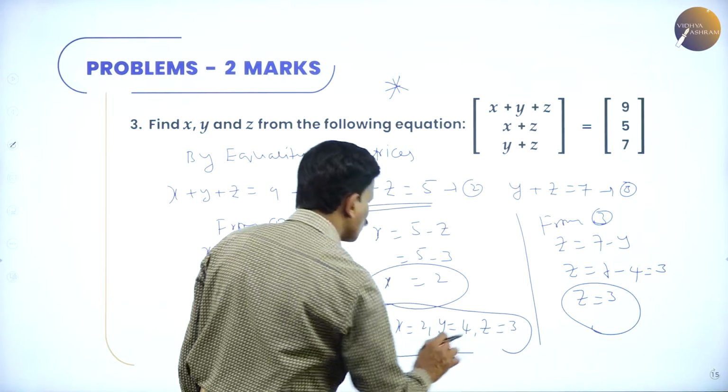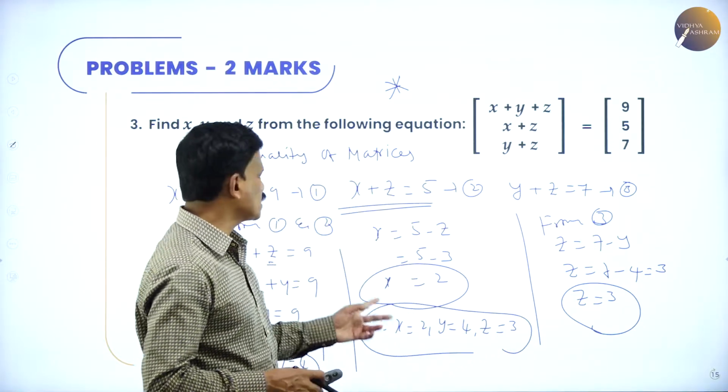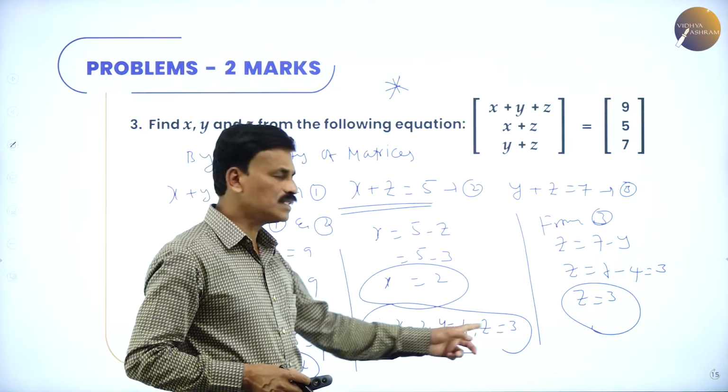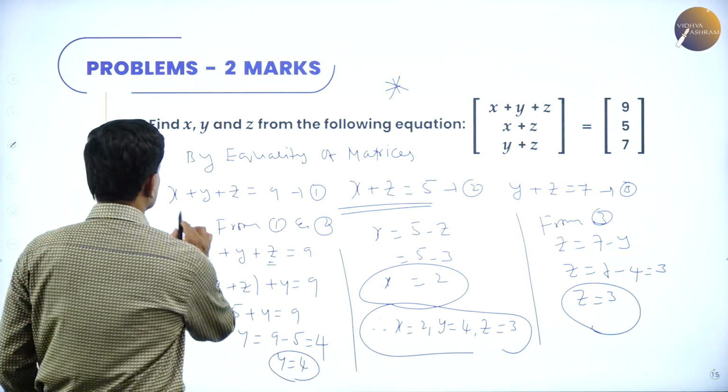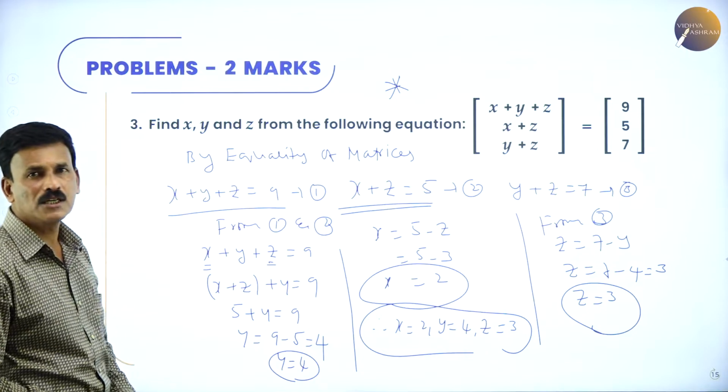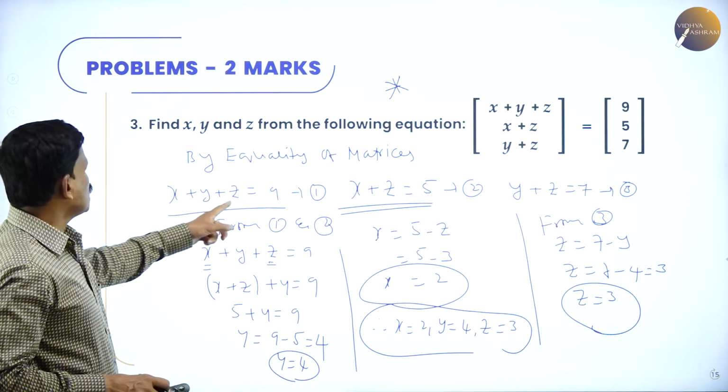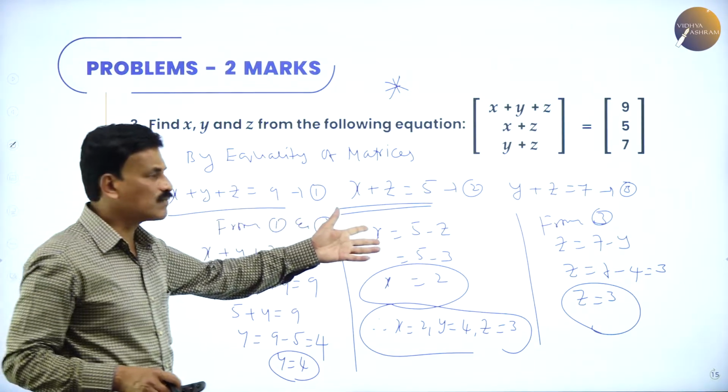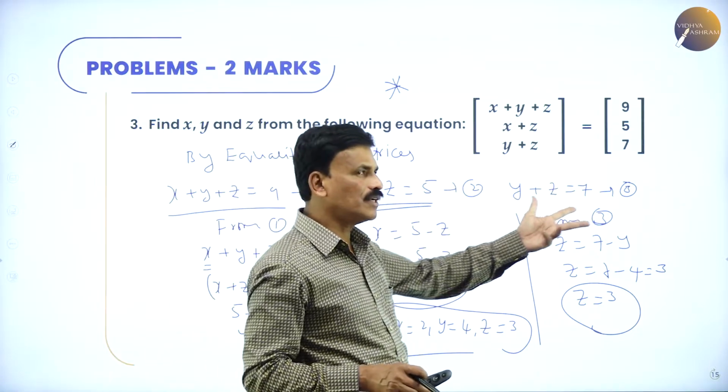See, if you add 2 plus 4 plus 3, x plus y plus z is 9. 4 plus 3 is 7, 7 plus 2 is 9. You will get the answer. That's it. Very simple. So, x plus y plus z is 9, x plus z is 5 and y plus z is equal to 7.